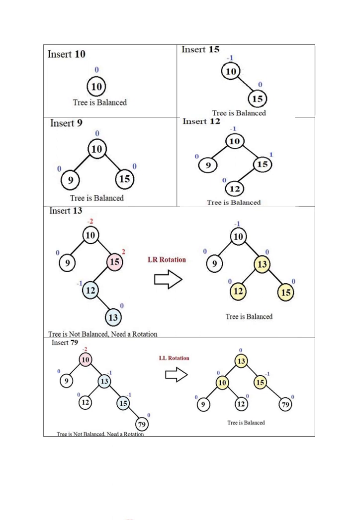So 1 minus 2, so minus 1. Next I am going to insert element 13. 13 compared with 10, it is greater. Compared with 15, it is smaller, but compared to 12 it is greater. So while inserting 13, now see here the tree is imbalanced. So now you have to perform rotation here. What is this? This is LR rotation.